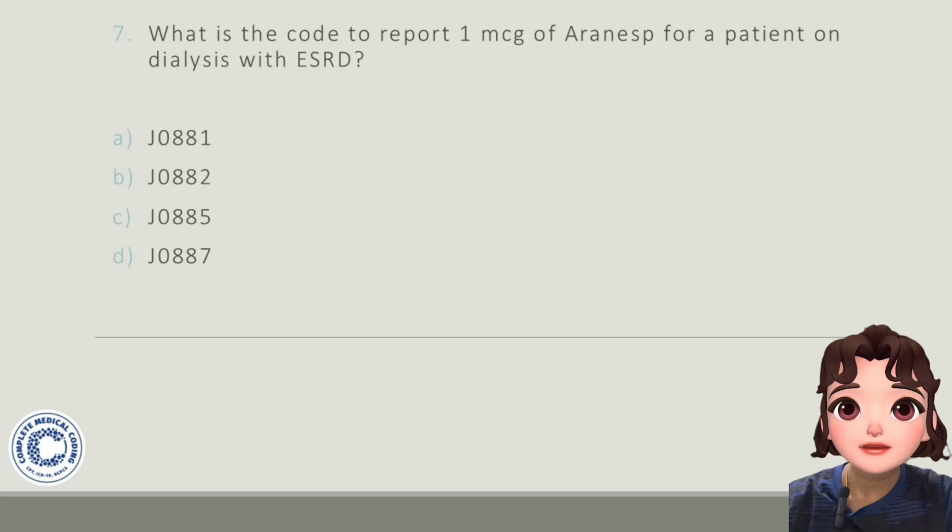Now moving on to the seventh question. What is the code to report 1 mcg of Aranesp for a patient on dialysis with ESRD? Let's move directly to the options one by one. These are J codes. Okay. So this is also an injection. What is option A? J0881.